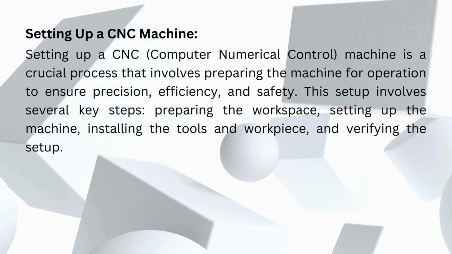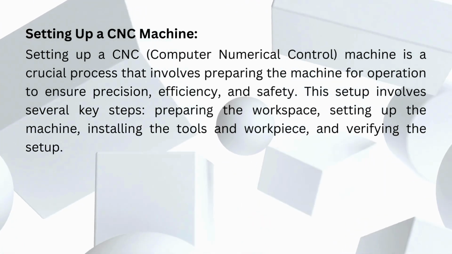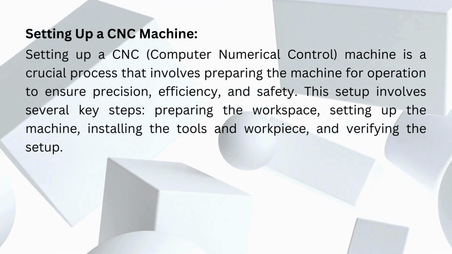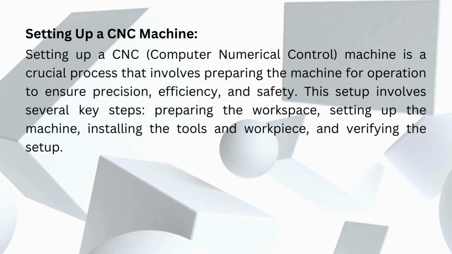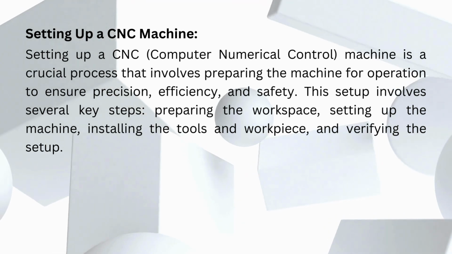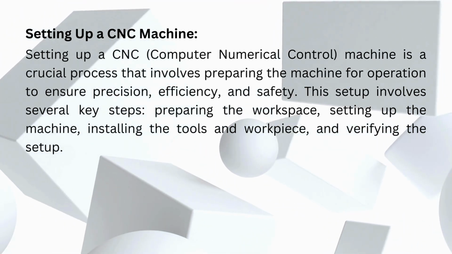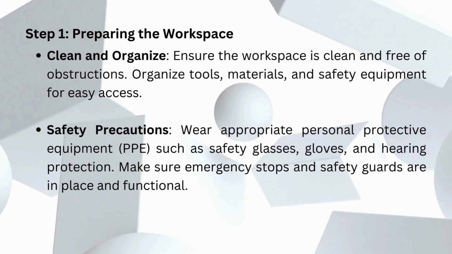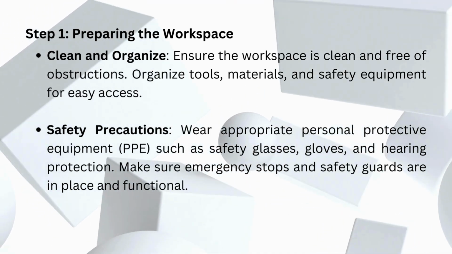Setting up a CNC (computer numerical control) machine is a crucial process that involves preparing the machine for operation to ensure precision, efficiency, and safety. This setup involves several key steps: preparing the workspace, setting up the machine, installing the tools and workpiece, and verifying the setup. Step 1. Preparing the workspace.